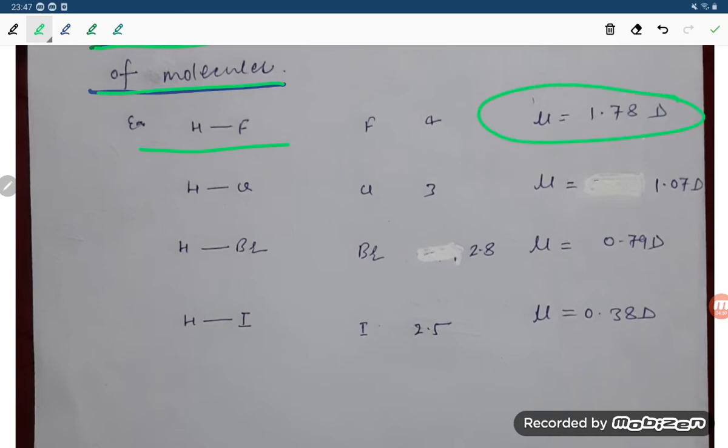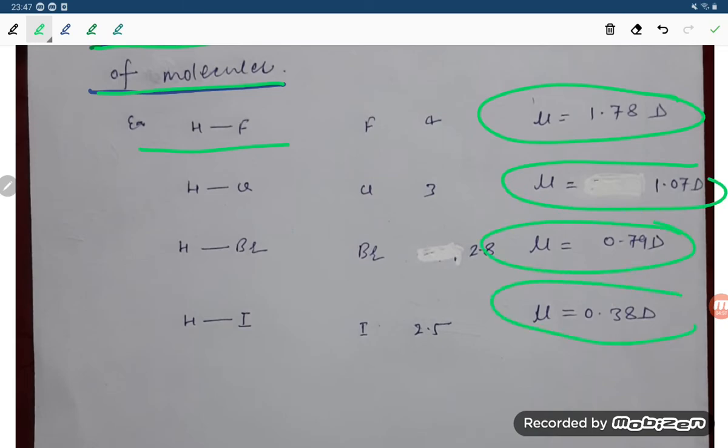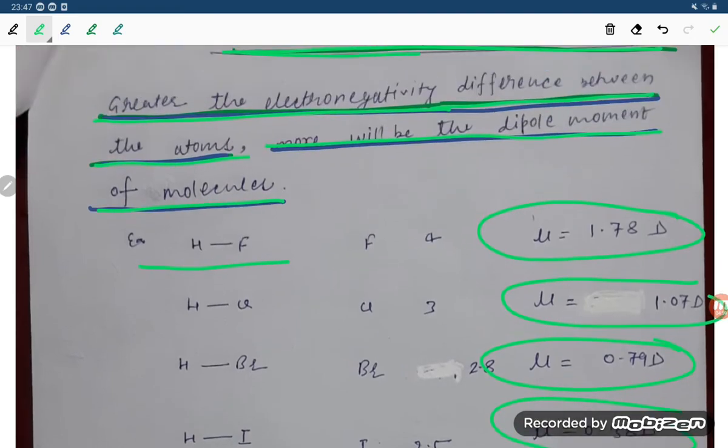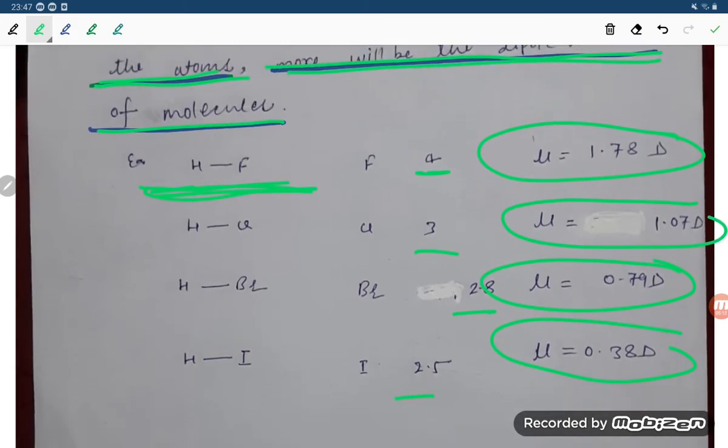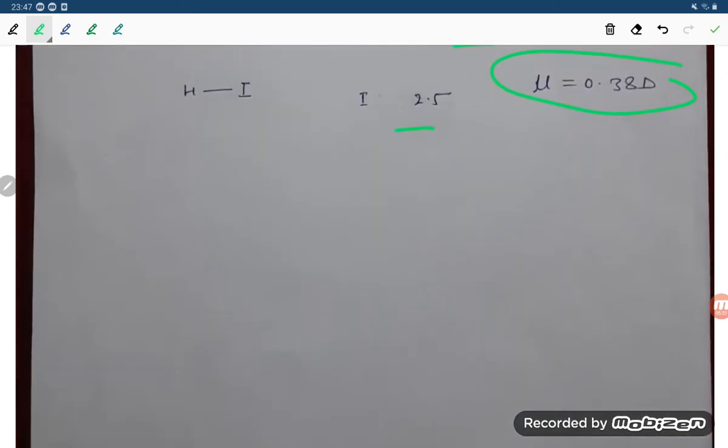Mu is equal to 1.78 D, mu is equal to 1.07 D, mu is equal to 0.79 D, and mu is equal to 0.3. So what they are saying is, the greater the electronegativity difference, the more will be the dipole moment. In HF, fluorine is 4 and hydrogen is 2 point something, so there is more electronegativity difference and more dipole moment. Here it is less, so it is decreasing.